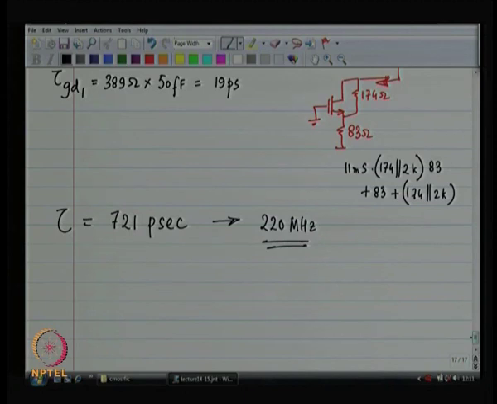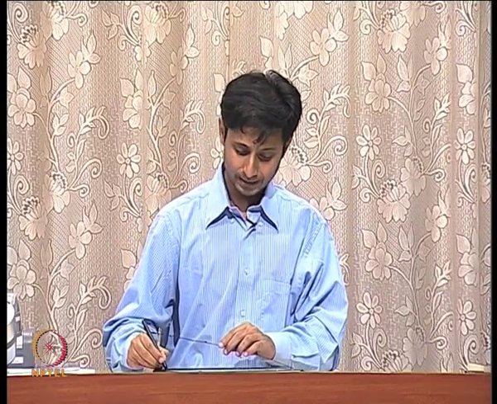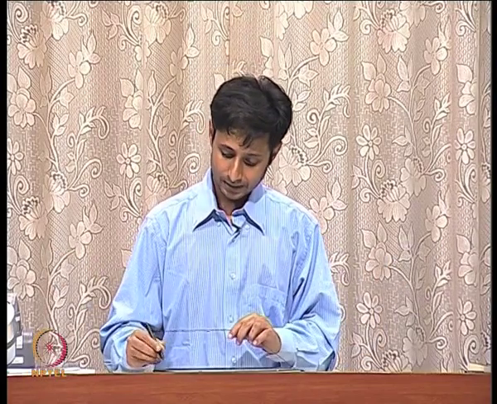Okay, so basically this is how we use the method of open circuit time constants to determine the bandwidth to improve upon our design. If you further want to improve upon your design, then you have to take this as your culprit and work on it, right? You basically identify which is the culprit, work on it, improve the bandwidth. Then again you identify the culprit, work on it, improve the bandwidth, right?